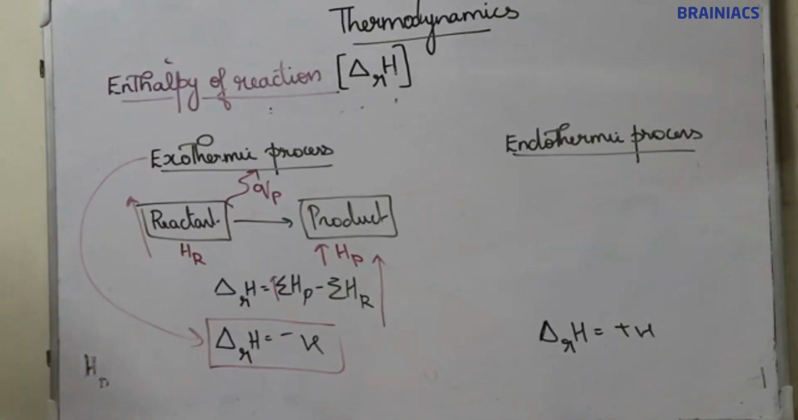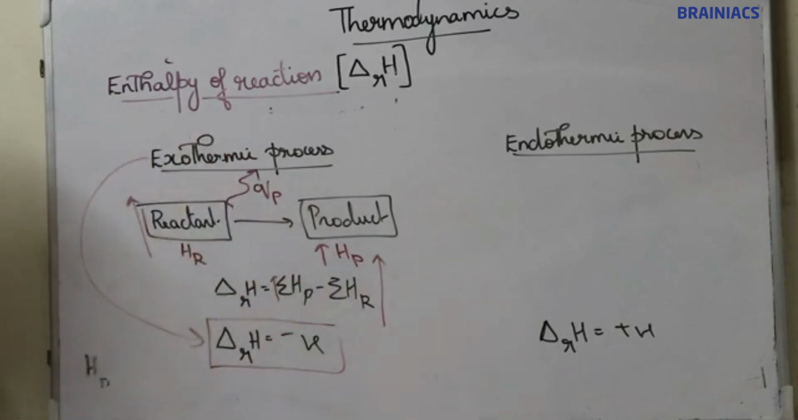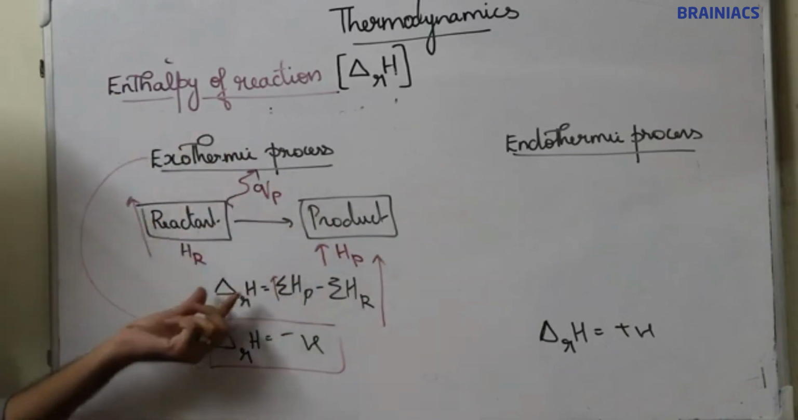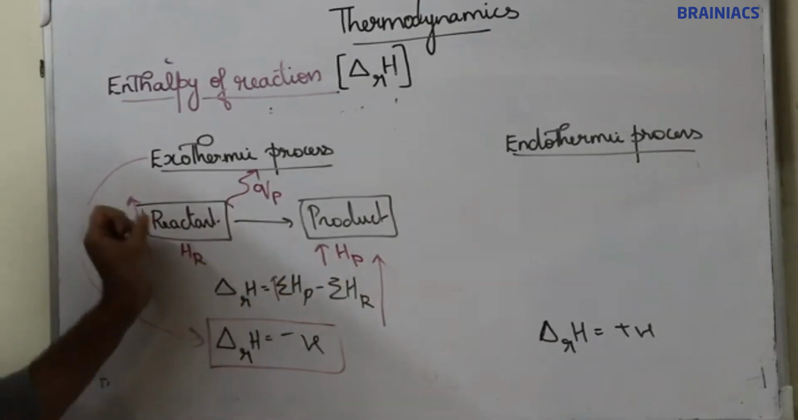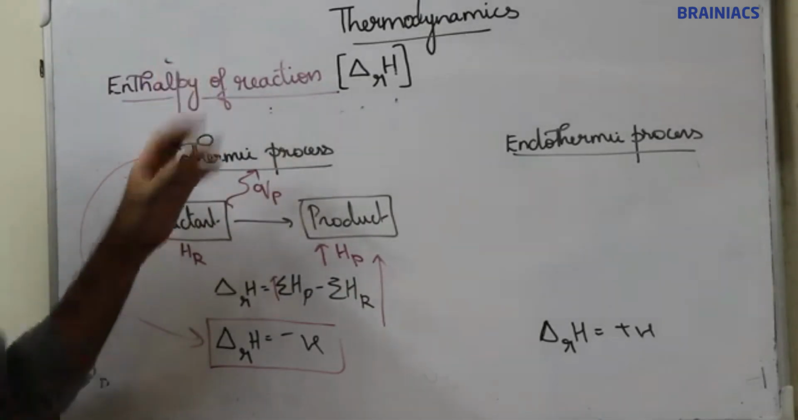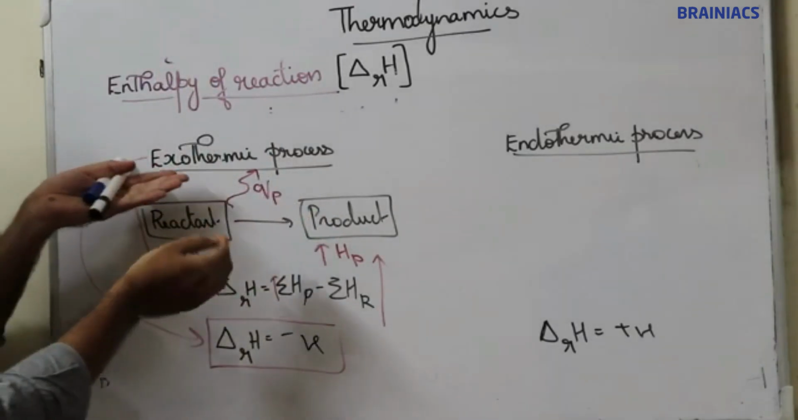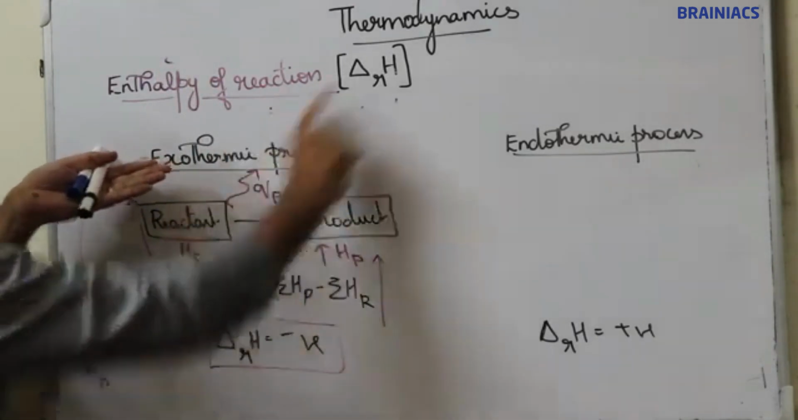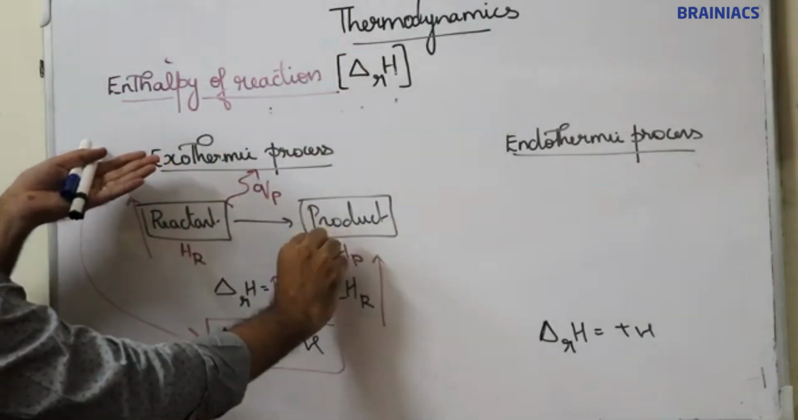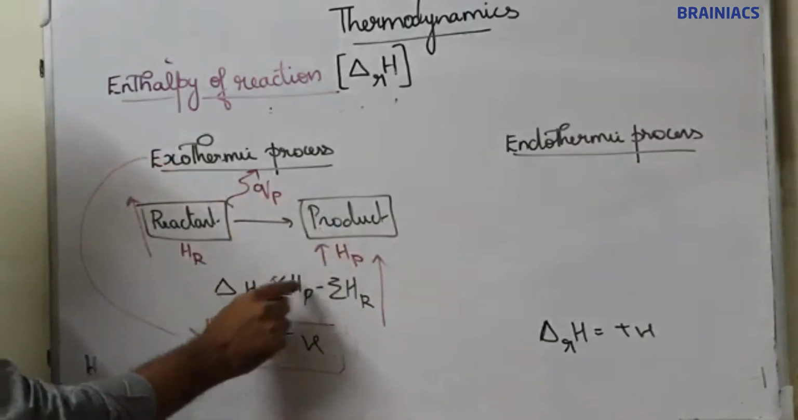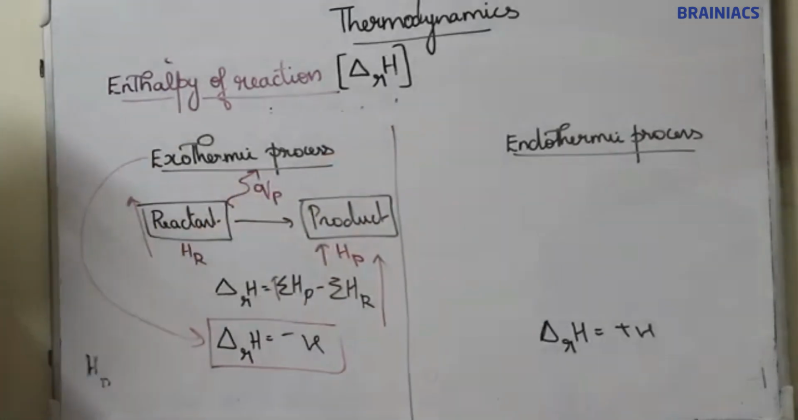I think it's clear. So what is an exothermic process? A process in which a reactant converts to product by liberating heat energy. For an exothermic reaction, the enthalpy of reactant is greater than product, because heat energy is liberated when a reactant converts to product. After liberating heat energy it is converted to product, so the energy of product will be less. So HP minus HR will be a negative value. So for an exothermic reaction, delta H value will be negative.